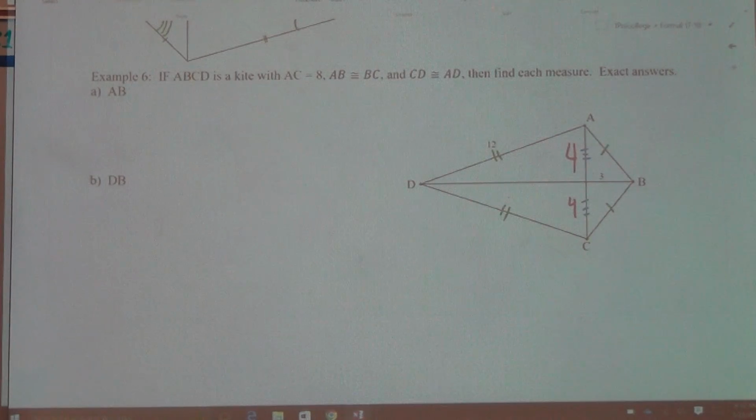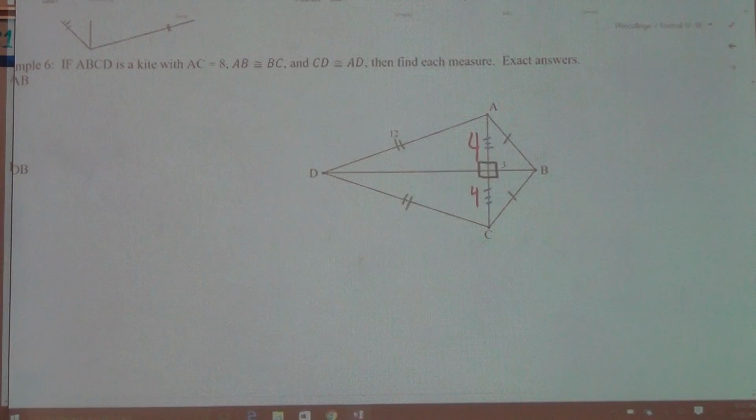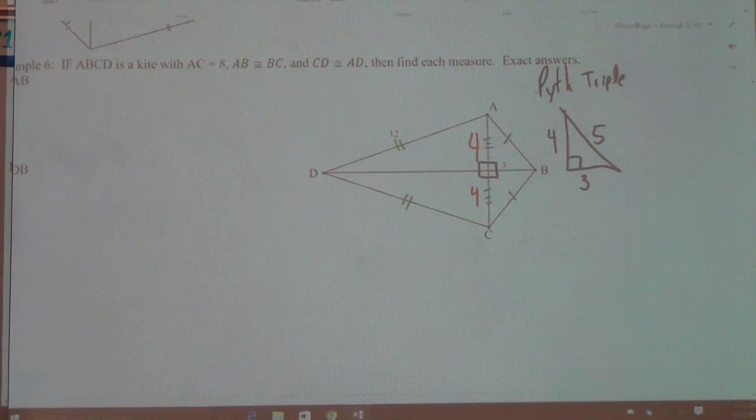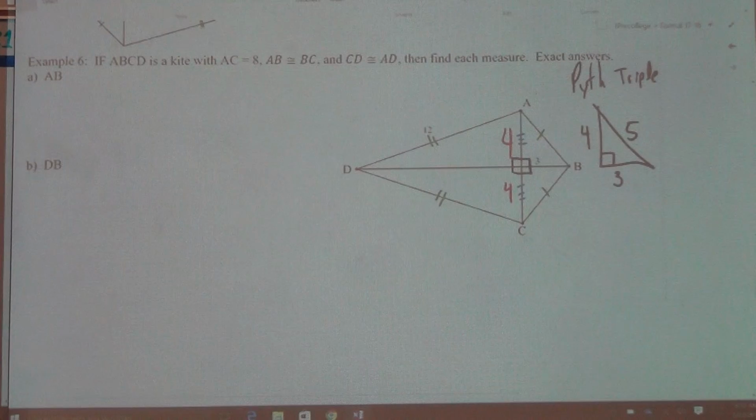So I can see in this triangle, oh shoot, these are perpendicular. That gives me a triangle that's got a 4 on the side and a 3 on the side, and so we've got a 5. So that's a Pythagorean triple. It's going to mean that AB equals 5.